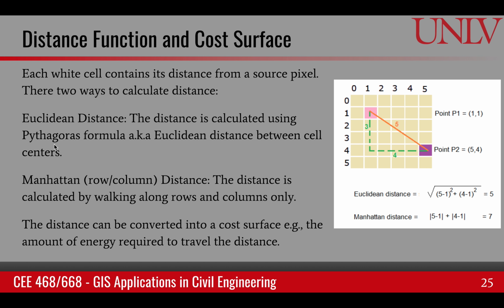It could be Euclidean distance or Manhattan distance. Euclidean distance uses the Pythagoras formula to compute the distance. The Manhattan distance is different in the sense that it is determined along the rows and columns. So the Manhattan distance between the source pixel and the pink pixel will be 4 plus 3, which is 7.